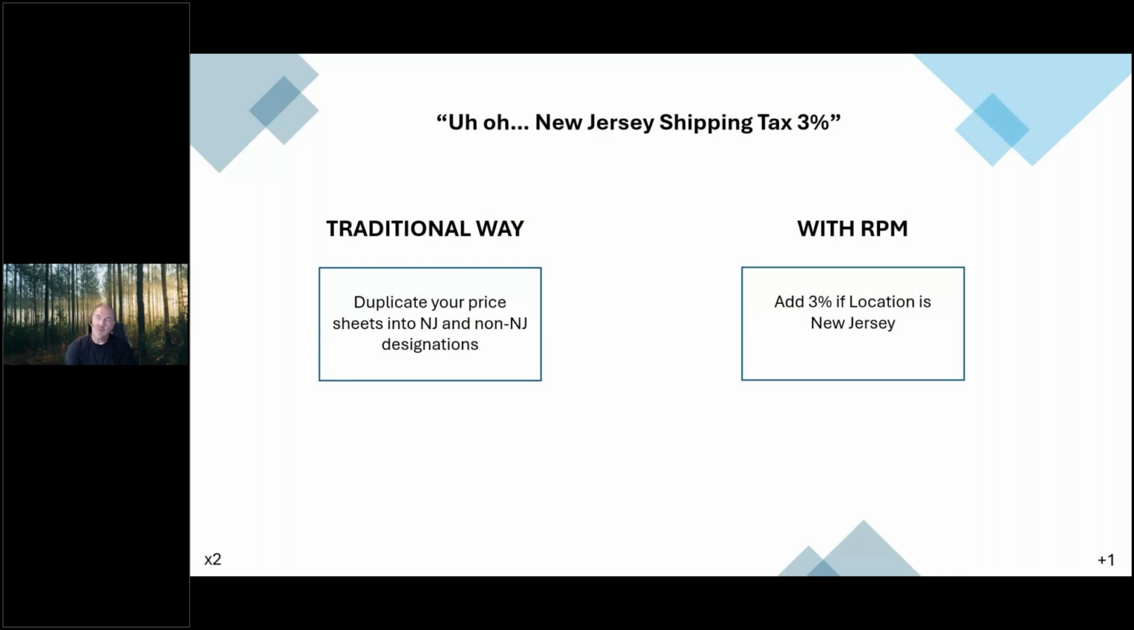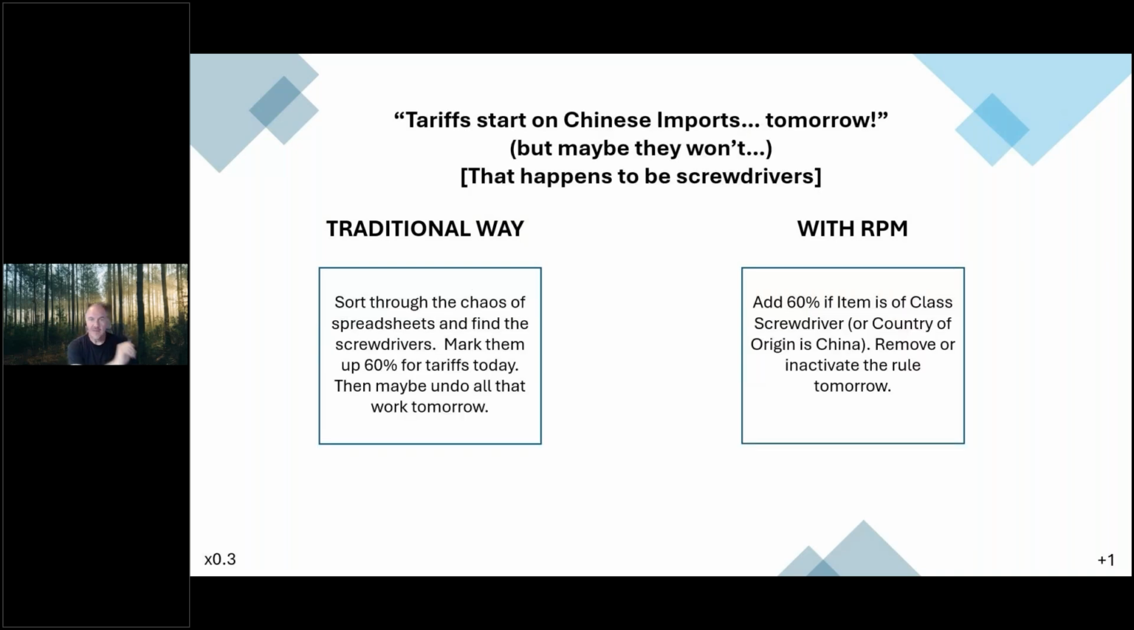And while these are just examples that may not apply to you, you can imagine that as your business grows, things like this come up. They absolutely do. How about this one? Let's do a tariff on Chinese imports starting tomorrow. And then tomorrow, maybe we won't. And in this case, in this inventory system, our Chinese items happen to be screwdrivers.